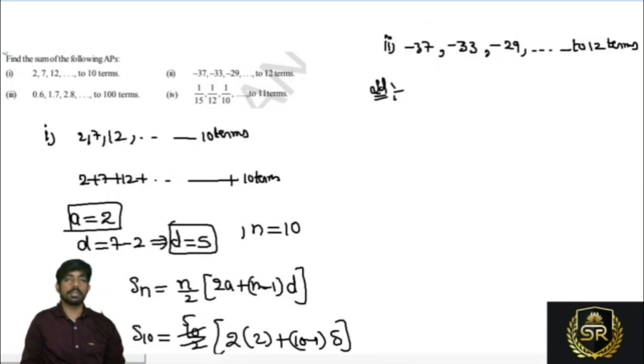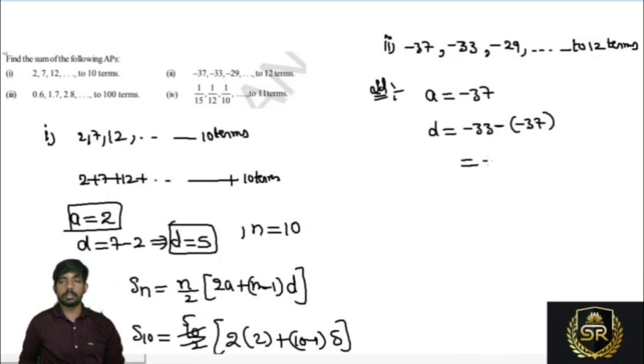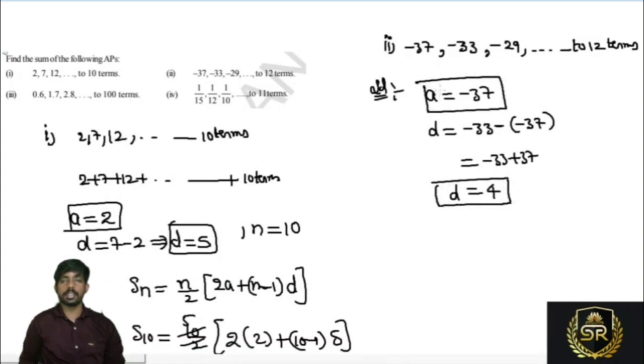So given data, first we will write. Here a, the first term, is minus 37, and the common difference is the second term minus the first term. Minus 33 plus 37 gives you 4. So common difference is 4, the first term is minus 37, and n is 12, since 12 terms are asked. So n is equal to 12.